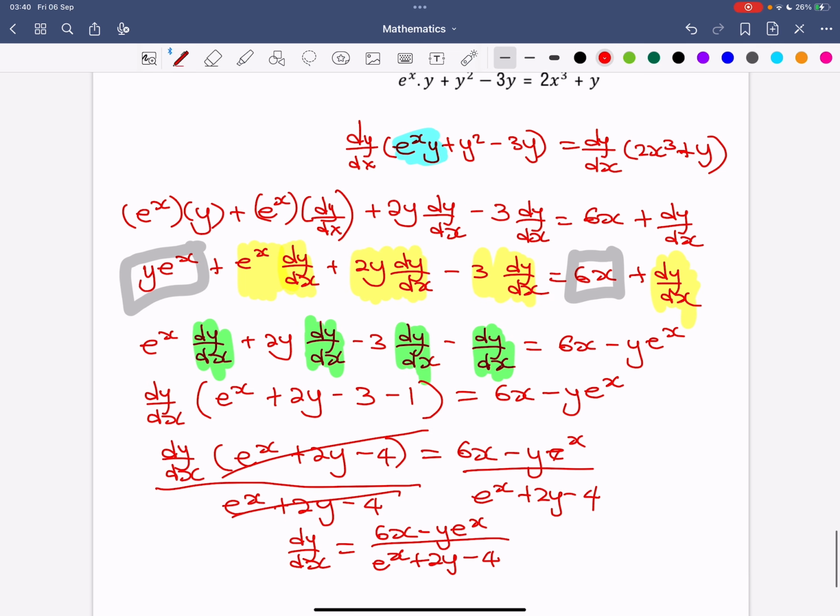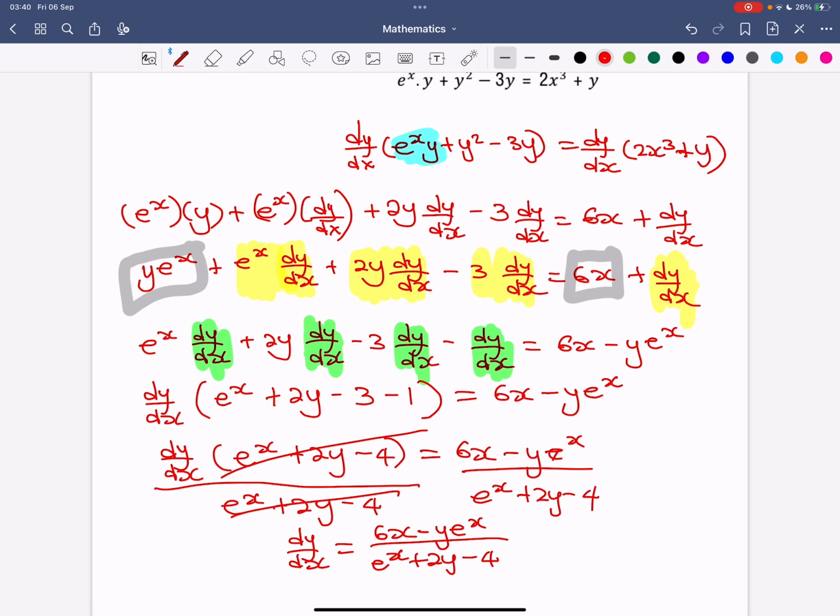Very simple when you follow these steps. They are the steps that I followed in solving this problem, and they're consistent in all the different types of implicit problems. Step number one, indicate that you're going to differentiate on both sides. Step number two, actually differentiate.